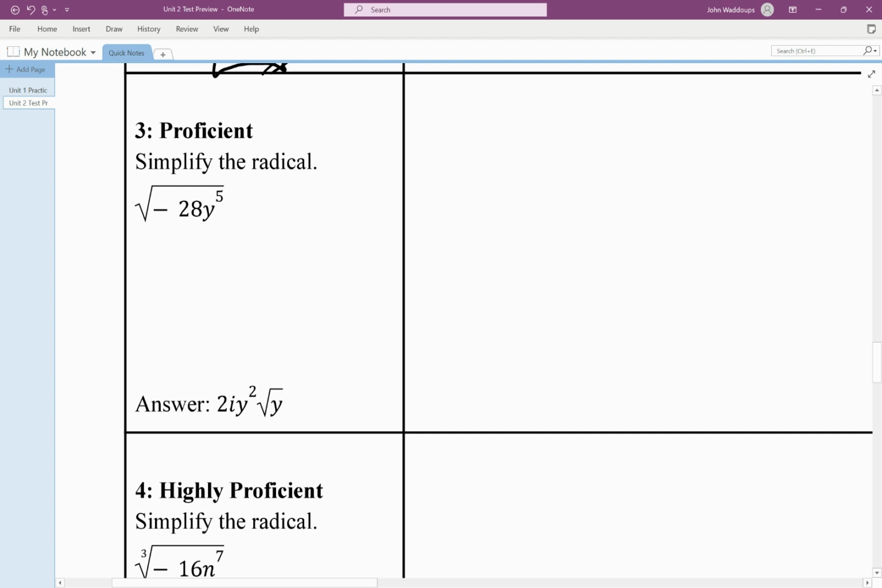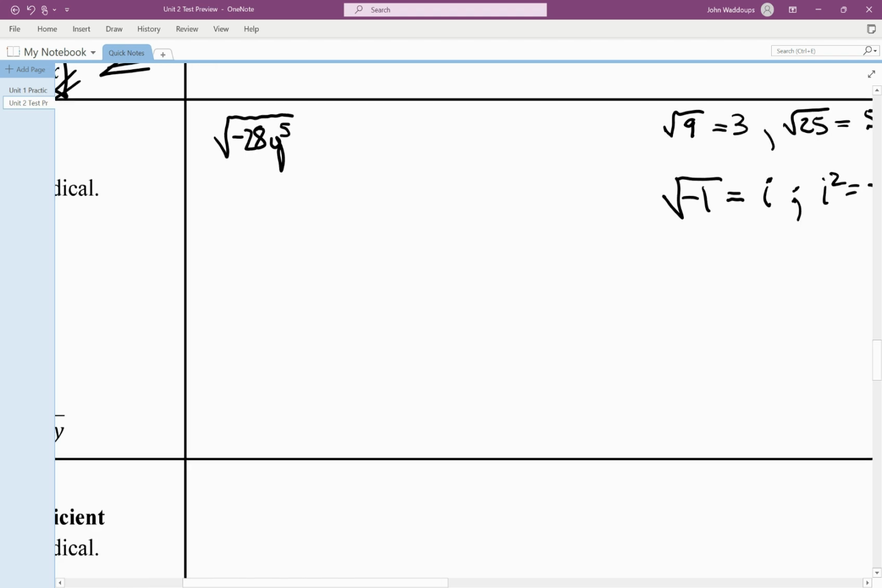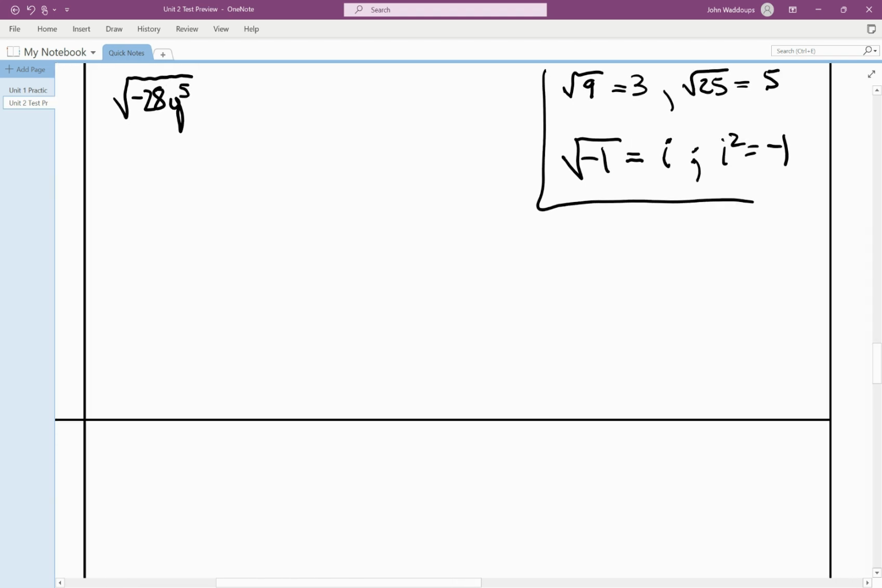Over here, I have the square root of negative 28y to the fifth power. And I want to think, what are the prime factors of 28 first? Let's do that. So I got 28. Remember that the smallest prime number is 2. So I'm going to say 2. 2 goes into 28 14 times. And then 2 will go into 14 because it's still even. 2 goes into 14 7 times. And 7's prime. And so there we have it. The prime factors of 28 are 2 times 2 times 7. This is equal to 28.